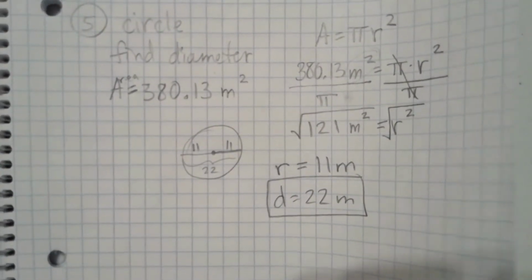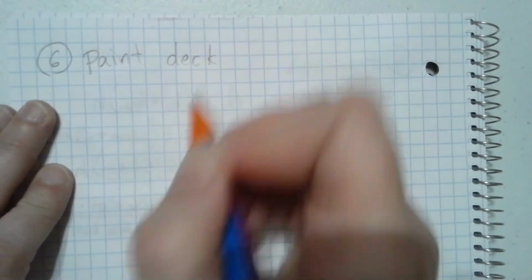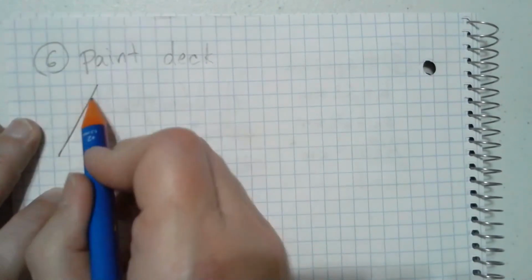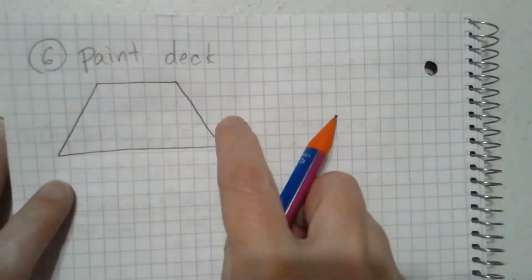Okay, cool. We've got one last problem. Last problem, an application real world scenario. This is number 6. Let's say that we are going to paint the deck on the back of our house. The deck is this shape. This is our deck. It's really cool. It's all the rage. Everybody wants one. Pretend that line is straight.